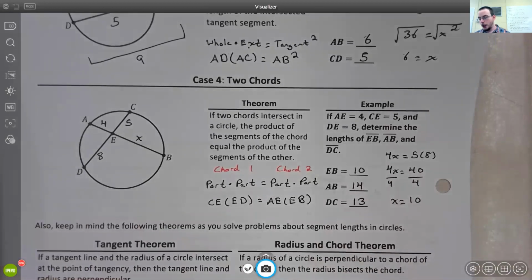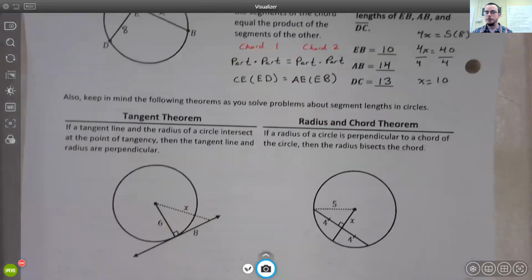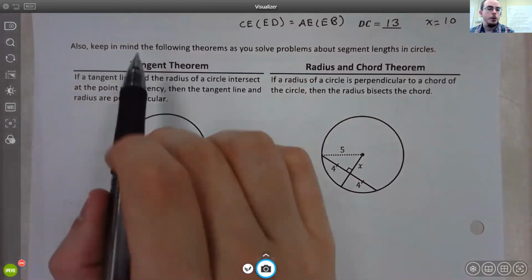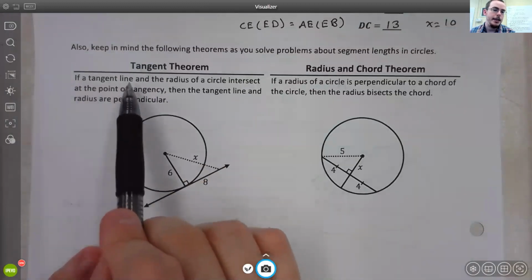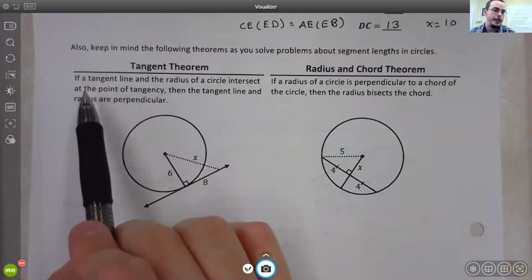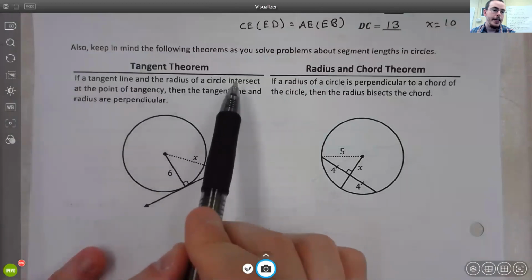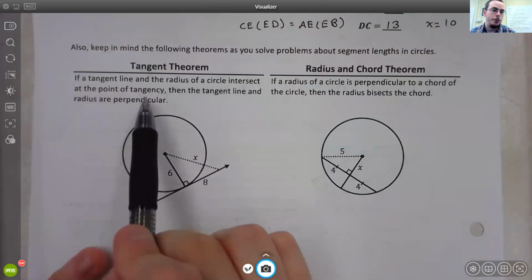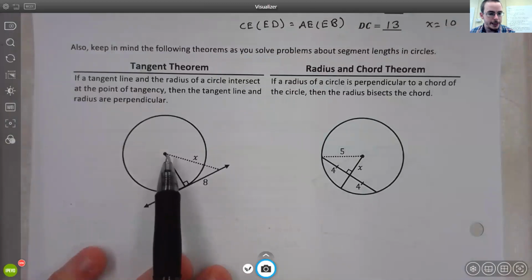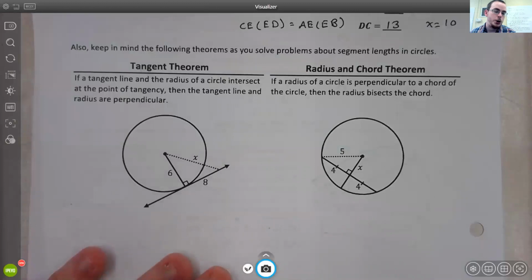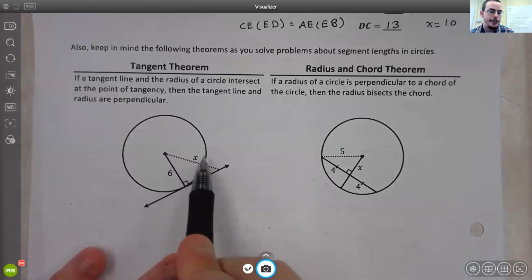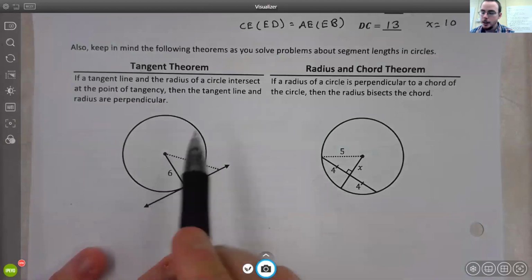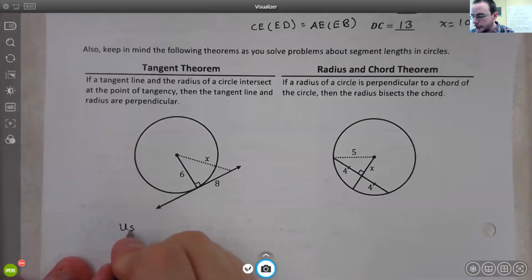Now there are a couple other theorems that do show up. So this is the radius tangent theorem. It states that if a tangent line and the radius of a circle intersect at the point of tangency, then the tangent line and radius are perpendicular. And so what that means is that the radius and this tangent will form a right triangle with one another, which means that to find this missing side here, you have to use the Pythagorean theorem.